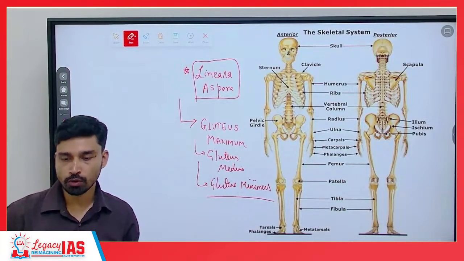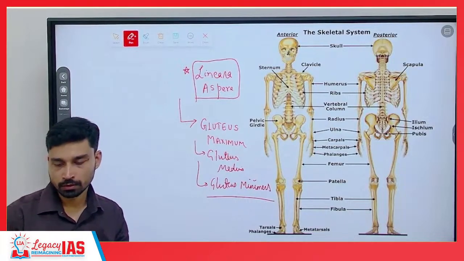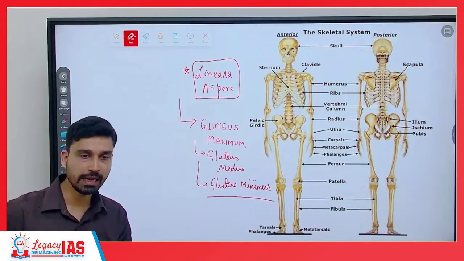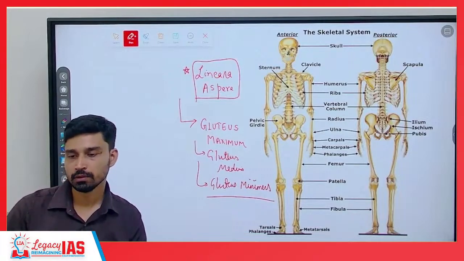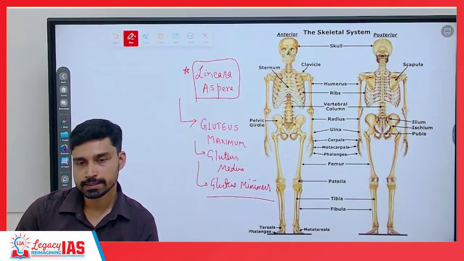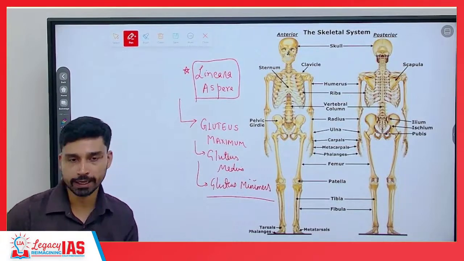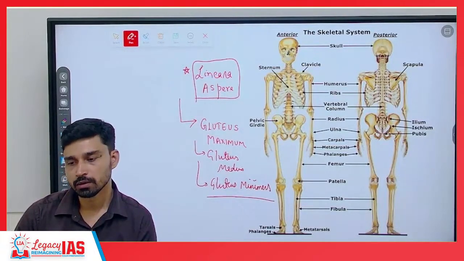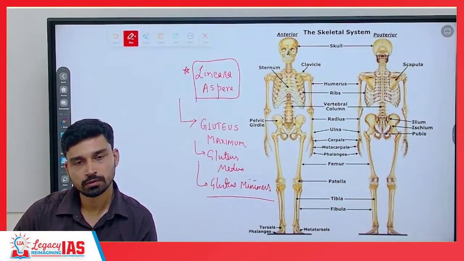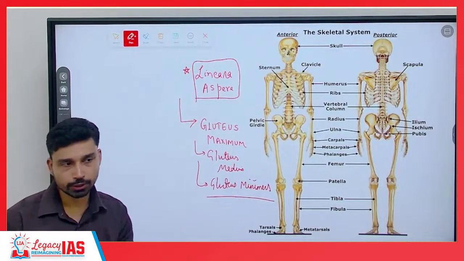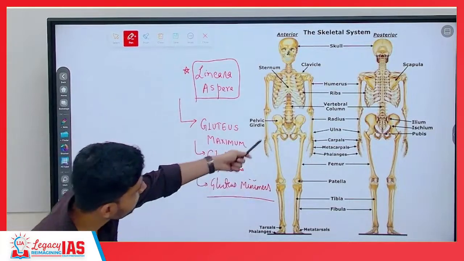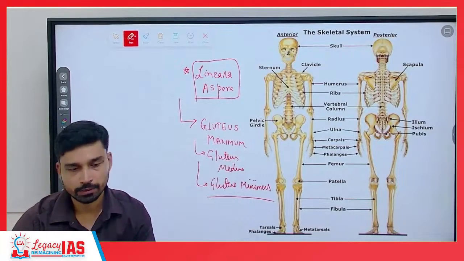We can write the use of these muscles. The use of these muscles is to stabilize the pelvis during walking. So due to bipedal locomotion, we have well developed hip muscles. That is what we can say about this particular area, the difference between man and apes.